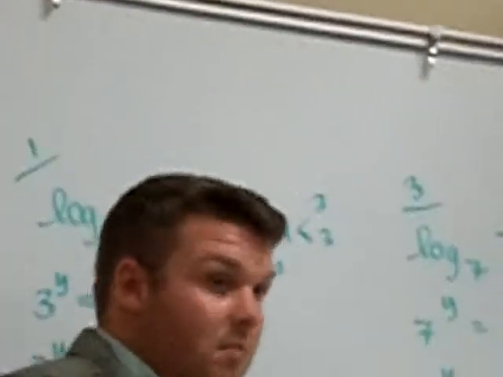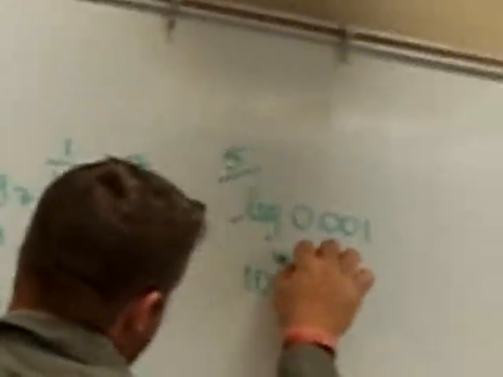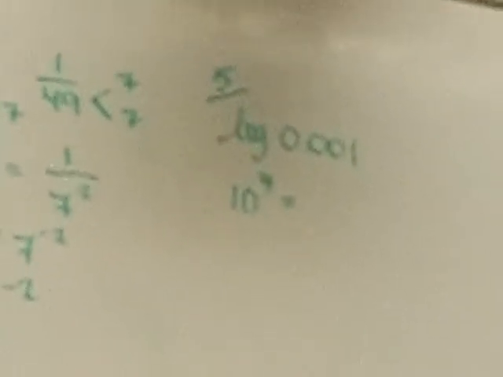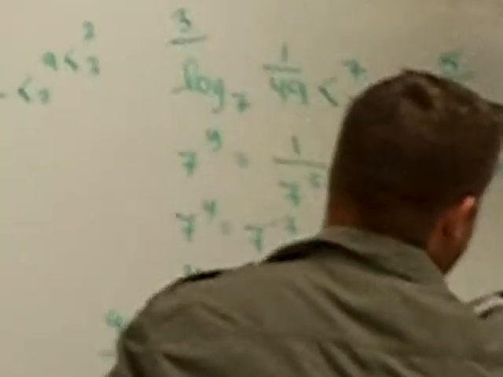Here's what I would do. What's the base? 10, right? It's understood. There's nothing there, so it's a common log of base 10. So we have 10 to the y equals... I would put this as a fraction. How would I write that as a fraction? 1 over 10.